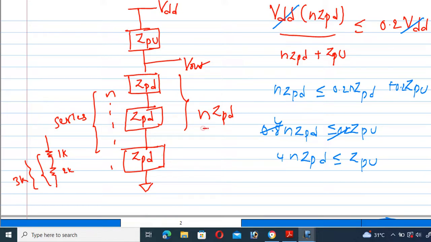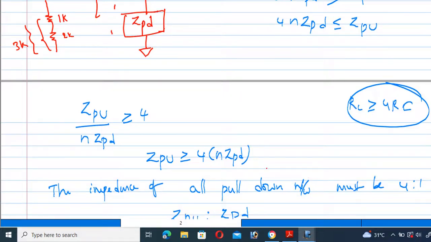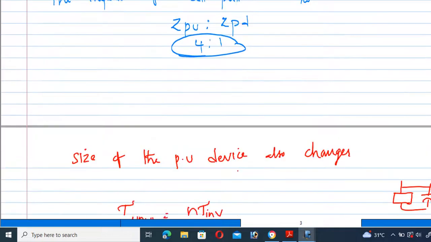Therefore the overall impedance value is equal to n into ZPD. So according to the voltage divider rule, the voltage drop across this is equal to the source voltage VDD times the corresponding impedance divided by the total impedance, this impedance plus the pull-up. This voltage must be less than 0.2 of VDD. If you substitute this, we will get the minimum criteria, that is ZPU by n into ZPD is equal to 4. So that is the minimum criteria.